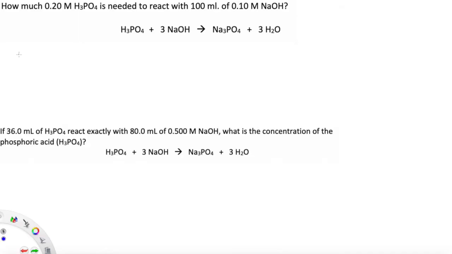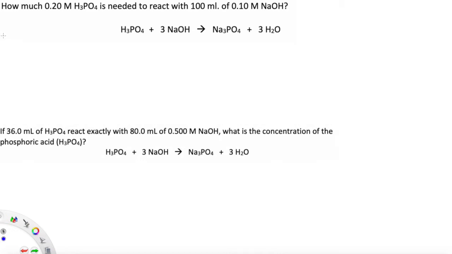Example calculations for solution stoichiometry. This first problem is going to ask us to calculate the volume of one solution if we're given the concentration and the volume of another solution that it's reacting with. So let's go ahead and read through the problem. We're going to do stoichiometry with dimensional analysis first, and then we'll go back through and use the modified dilutions equation to solve these same problems.